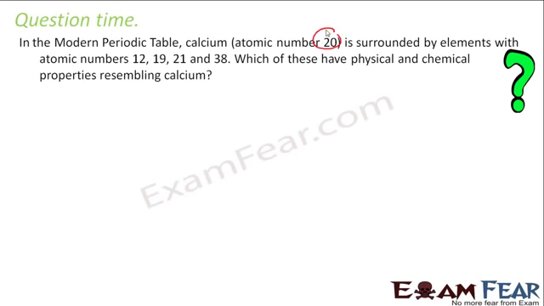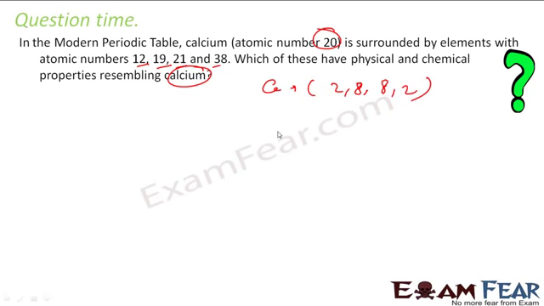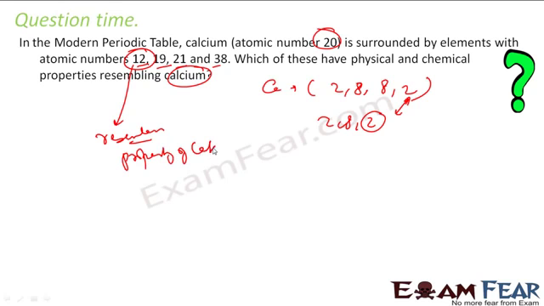The question says calcium, atomic number 20, is surrounded by elements of atomic number 12, 9, 21, 38. Each of these has similar properties to calcium. So we have to find the electronic configuration. Calcium is 2,8,8,2. Now this one is 12, so 12 becomes 2,8,2. So the number matches, thus I can say that this resembles the properties of calcium.